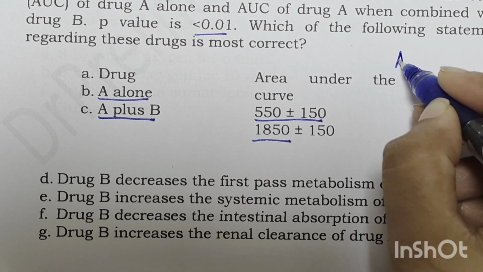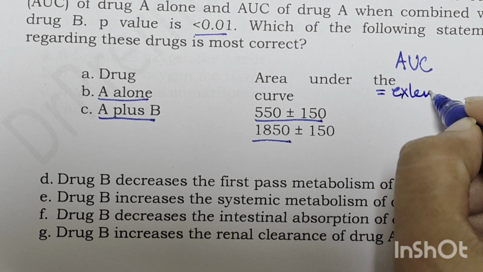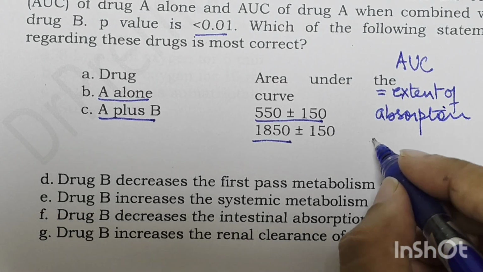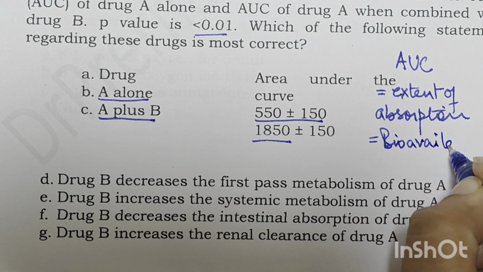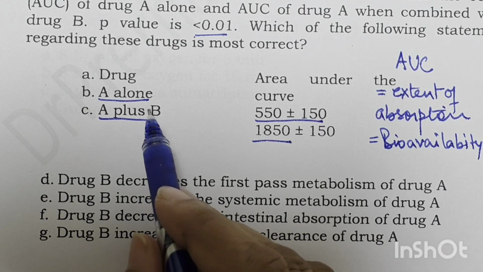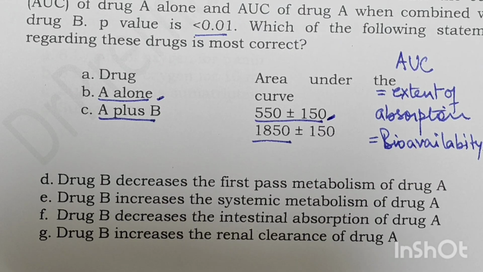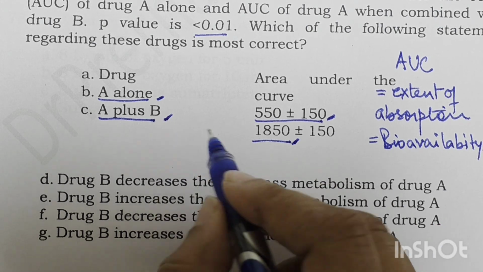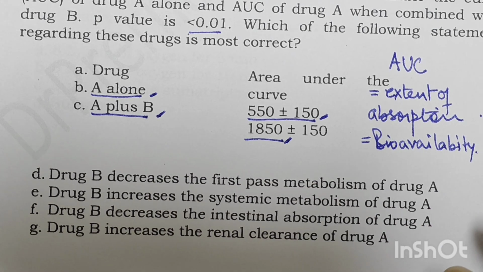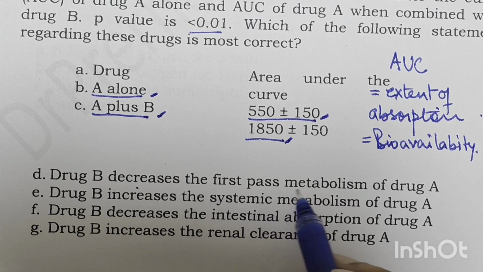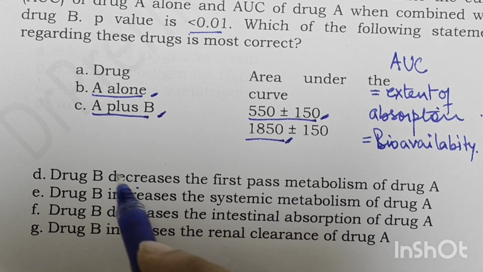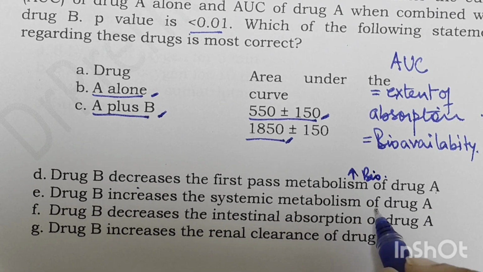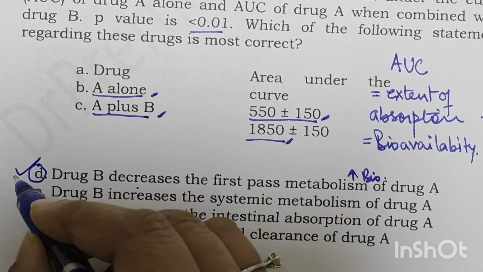Now, as we know, area under the curve is basically the extent of absorption, right? The area under the curve explains extent of absorption, and extent of absorption means how much drug is available, so the bioavailability of the drug. Now, when drug A was given alone, the area under the curve was 550. When you combined B, the area increased to 1850. That means drug B increased the bioavailability of drug A. So drug B decreased the first pass metabolism of drug A. That is very likely. Drug B increased the systemic metabolism? No. So the correct answer here is this.